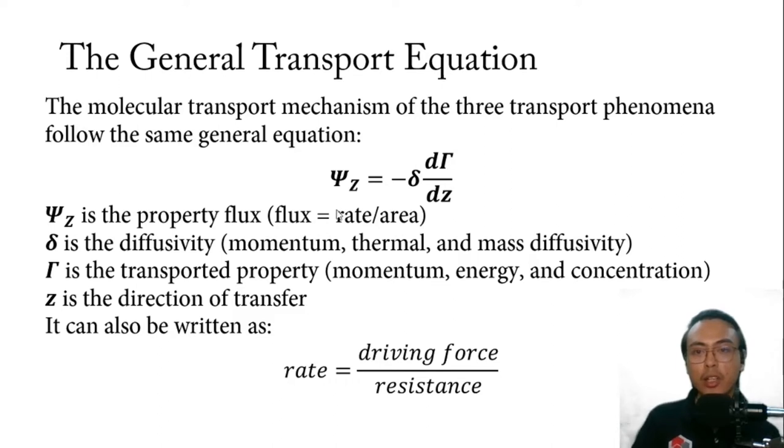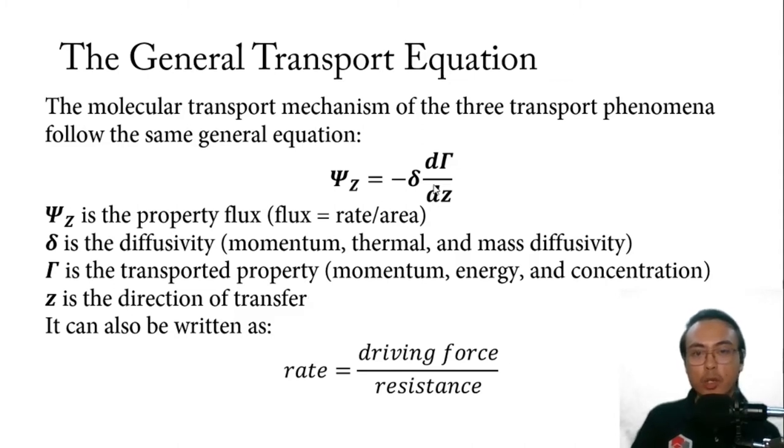The gamma here is the transported property. So for momentum transfer, that is momentum or velocity. For heat transfer, that is energy or temperature. And for mass transfer, that is concentration. Okay? And Z is the general direction of transfer. So we are using here a Cartesian coordinate system with X, Y, and Z. So you can use either X, Y, and Z as the direction of transfer.